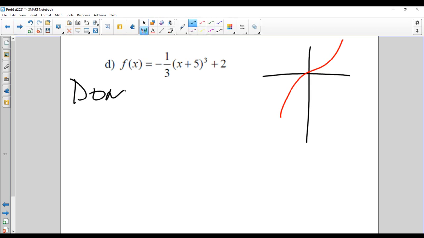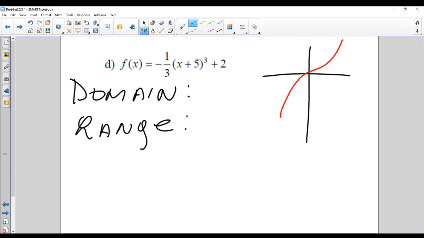Domain first of all, and range next. Help me out. Domain, please. It's x is an element of the real numbers. And the range. Sorry? It's all real numbers as well.